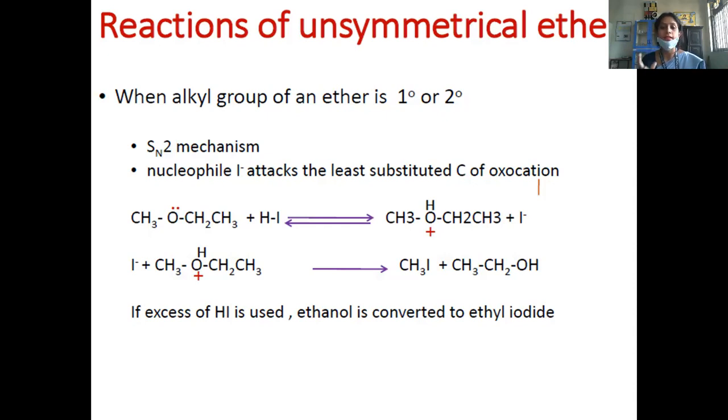Now if at this stage we add excess of HI, then what will happen? The alcohol which is formed will further get converted to its respective iodide, that means ethyl iodide.